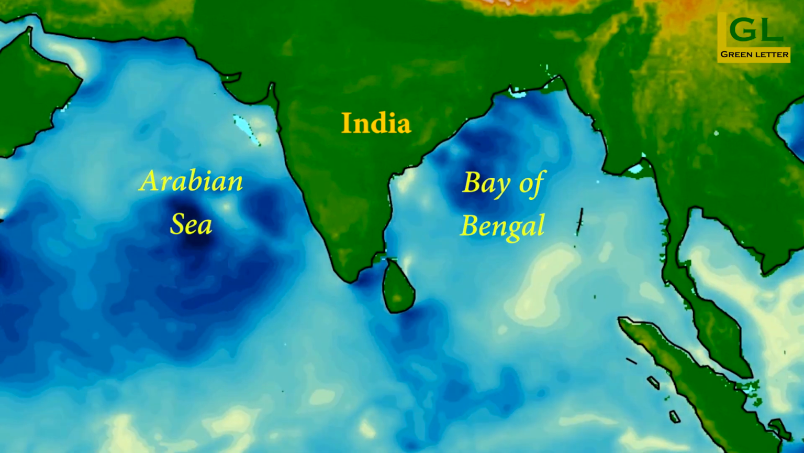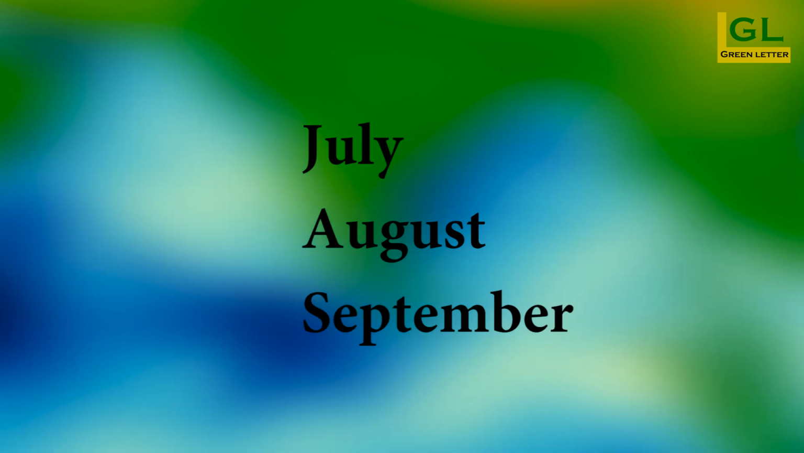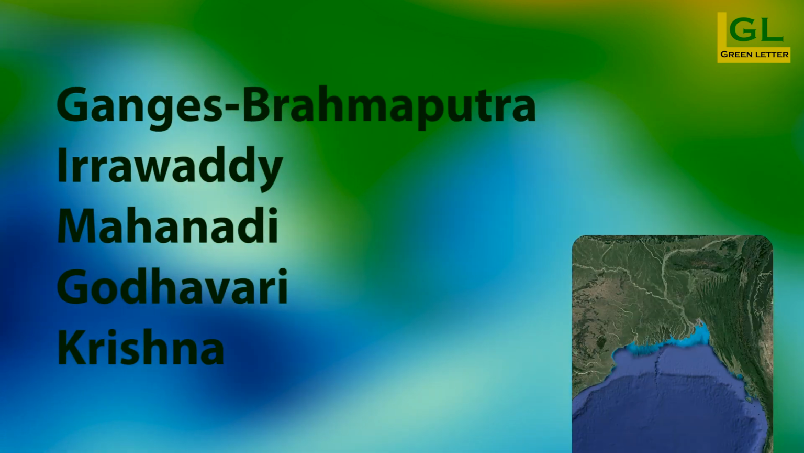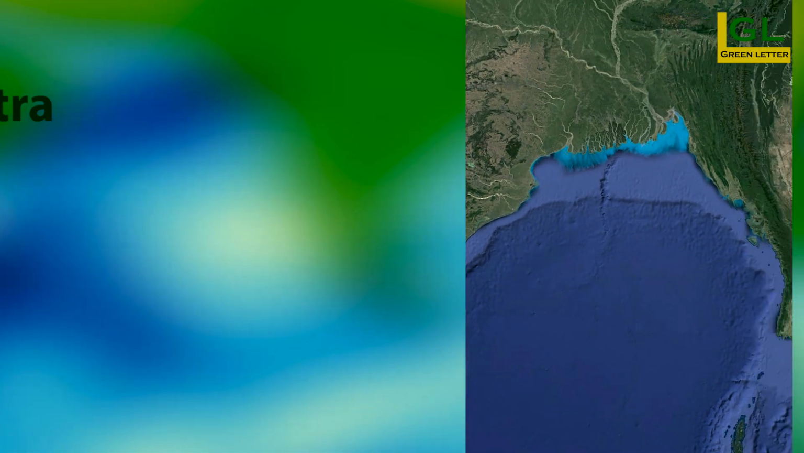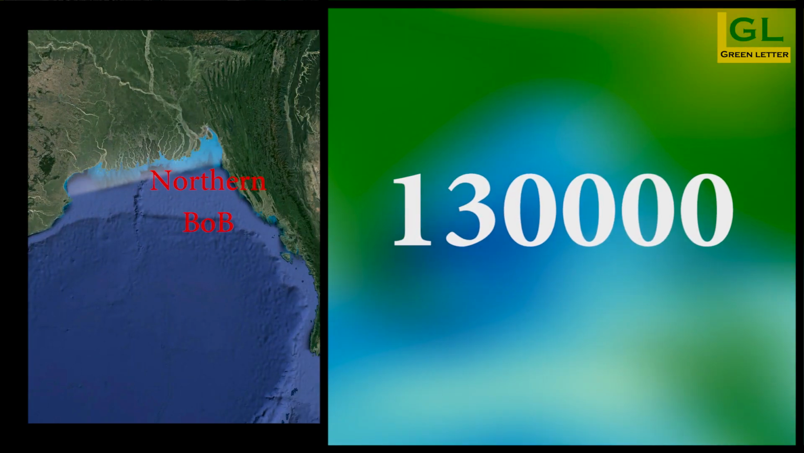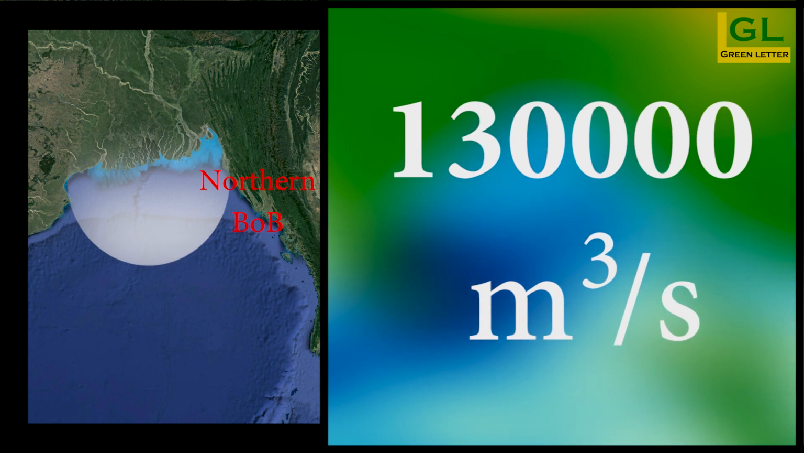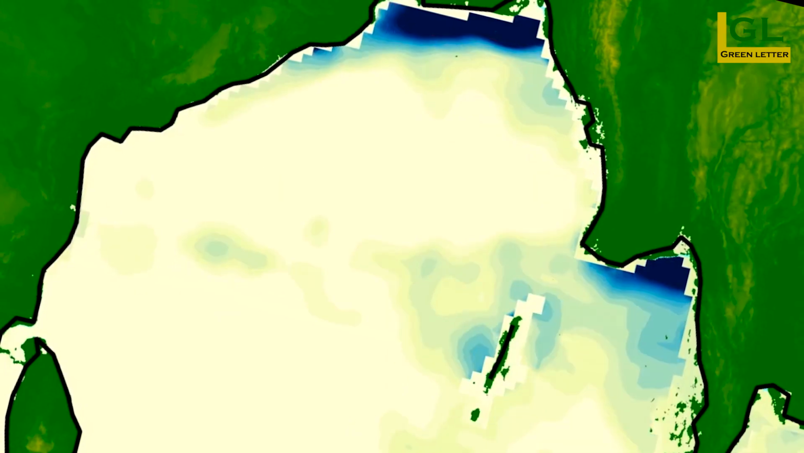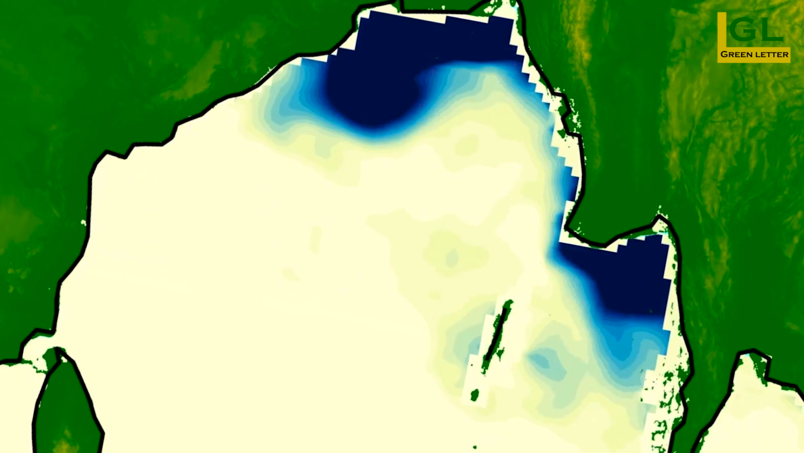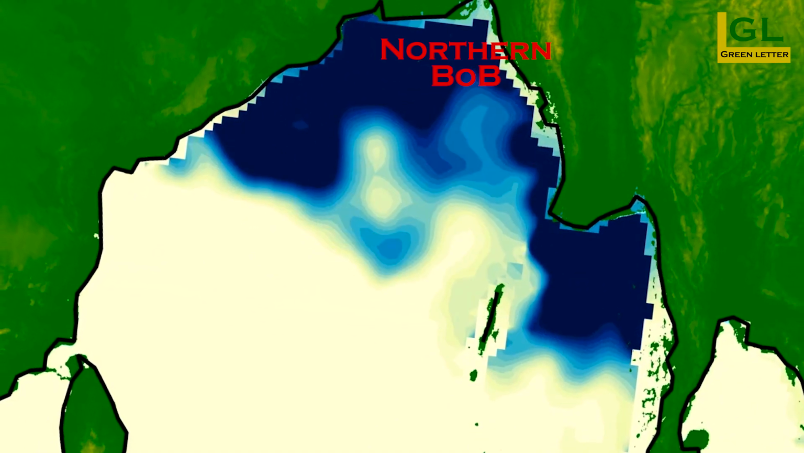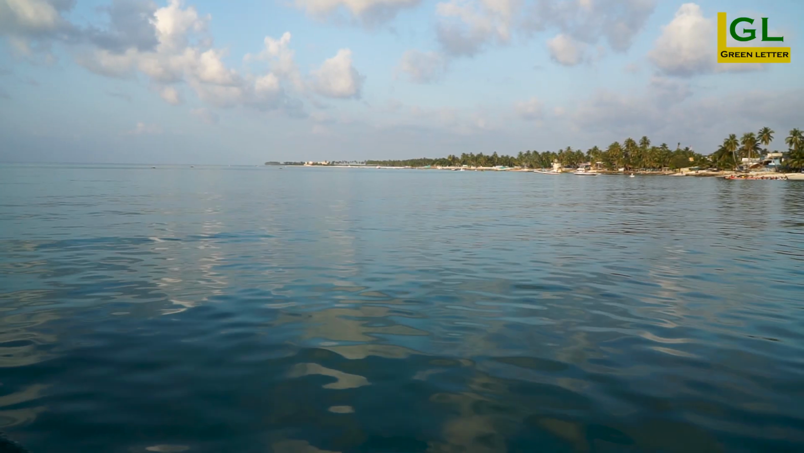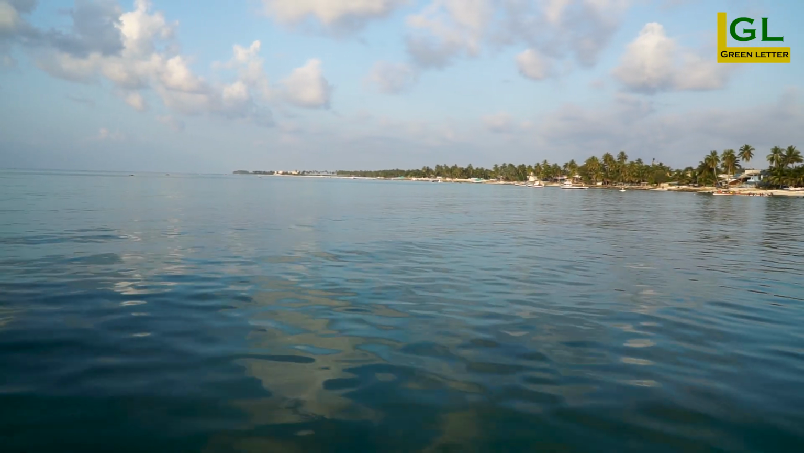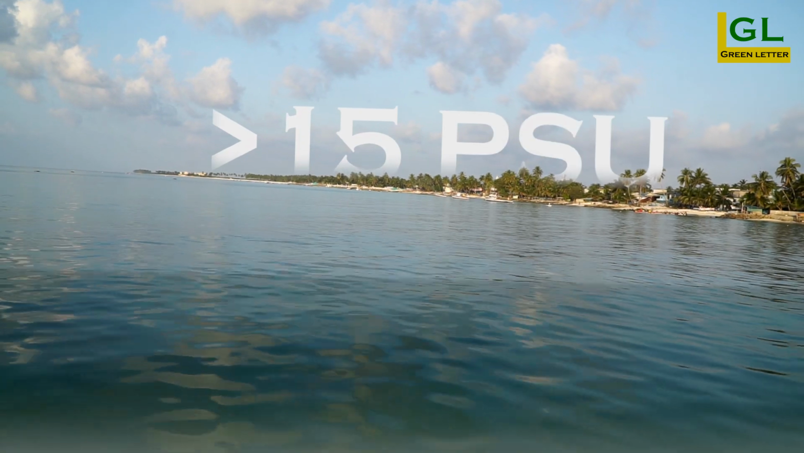Such a long journey. During the months of July to September, the rivers Ganges, Brahmaputra, Irrawaddy, Mahanadi, Godavari and Krishna together contribute about 130,000 cubic meters of fresh water per second. This huge amount of water accumulates at the northern Bay of Bengal and starts flowing towards the equator along the east coast of India. As it propagates further, fresh water starts mixing with the seawater, yet it remains relatively low saline.